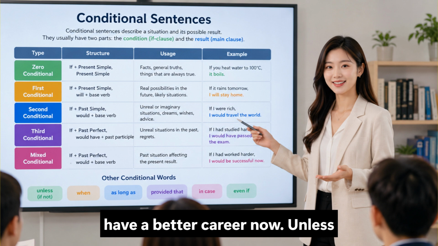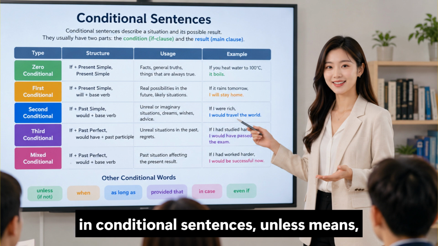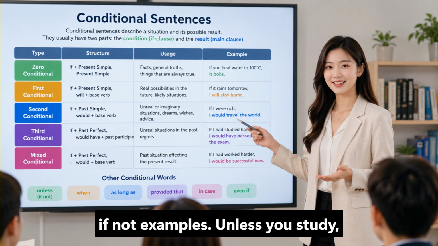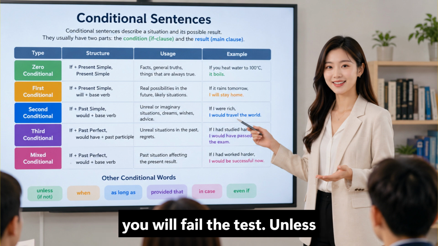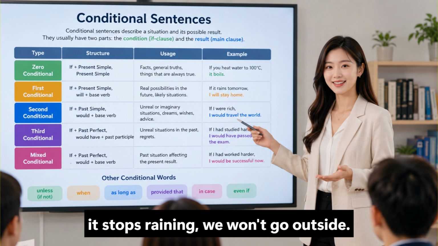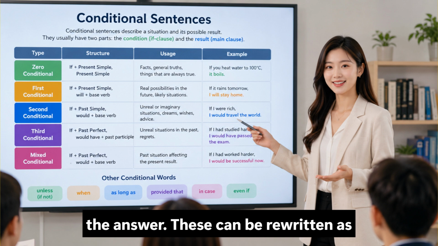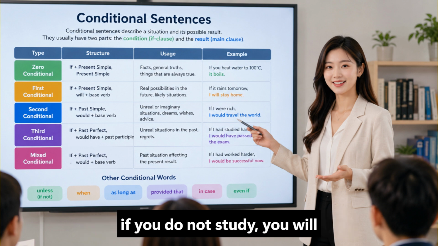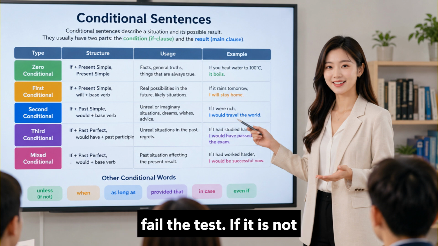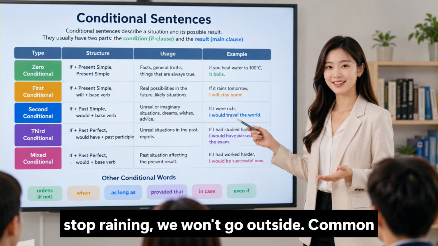Unless in conditional sentences. Unless means if not. Examples. Unless you study, you will fail the test. Unless it stops raining, we won't go outside. Unless she calls me, I won't know the answer. These can be rewritten as: if you do not study, you will fail the test. If it does not stop raining, we won't go outside.